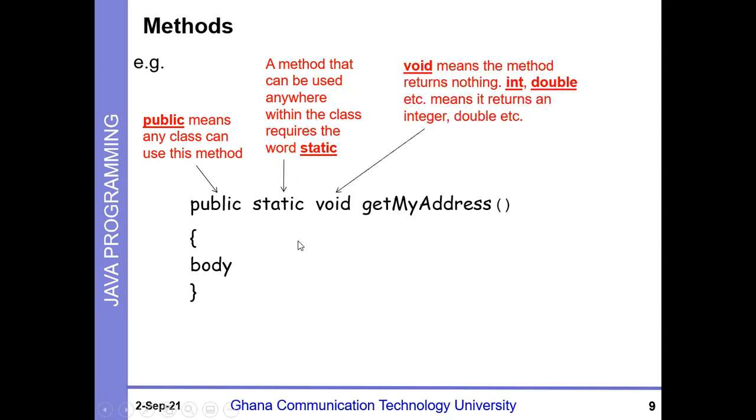Then void means the method doesn't return anything. Wow, I'm getting feedback.